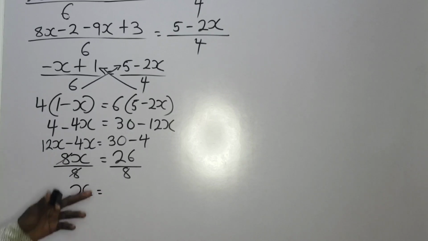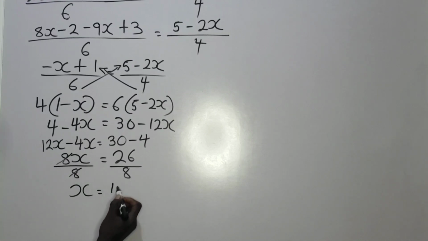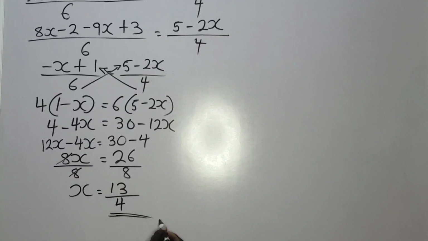We can reduce this fraction by dividing both numerator and denominator by 2. 26 divided by 2 is what? 13. So I'm going to have 13 all over 8 divided by 2 is what? 4. So I'm going to have 13 all over 4, which is the value of x.